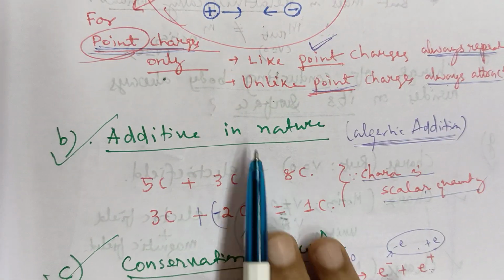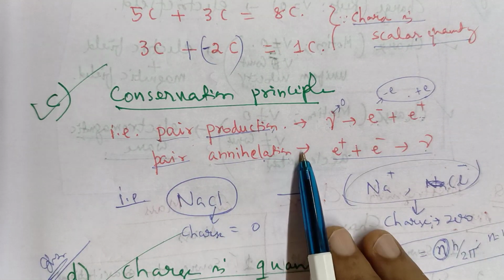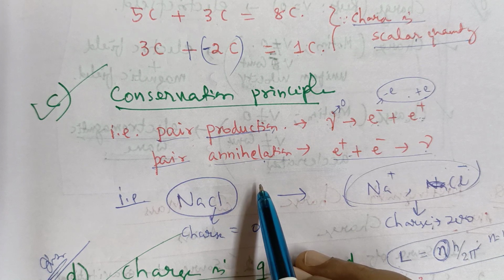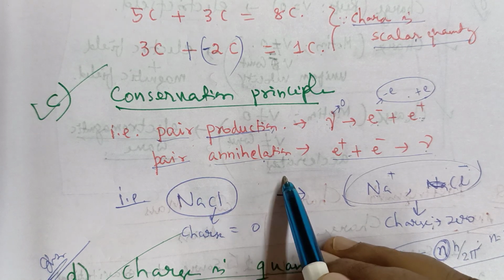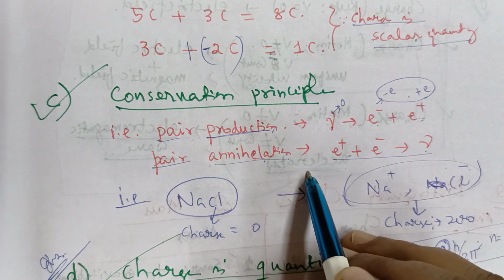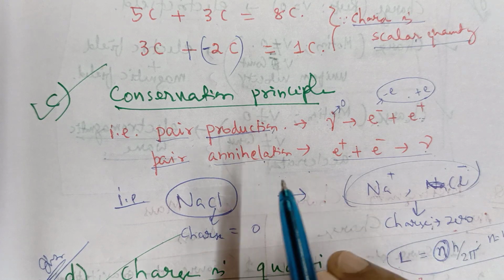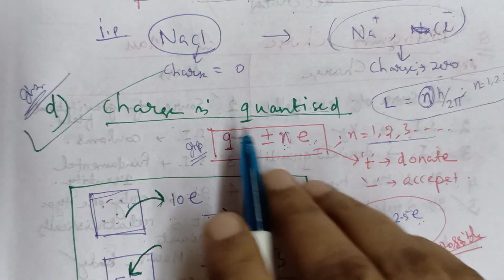Charge is additive in nature because it is a scalar quantity. Charge is always conserved. There is no example in which charge is not conserved. Sometimes a question comes: in this example, is charge conserved or not? Undoubtedly you write there, charge is always conserved. Then, charge is quantized. This is a very important property.